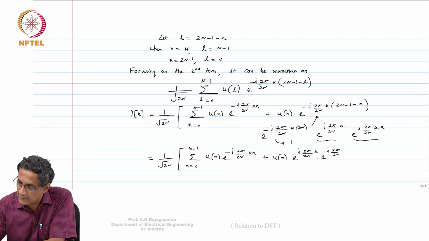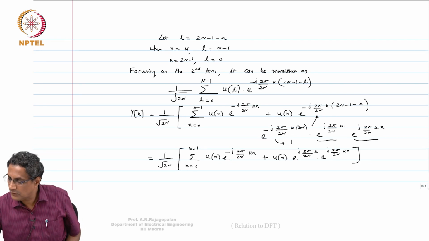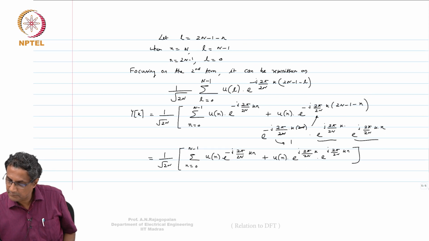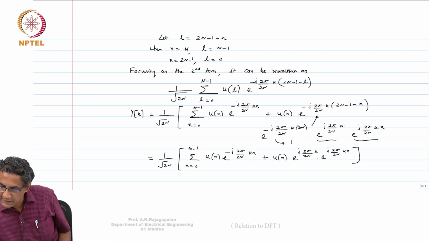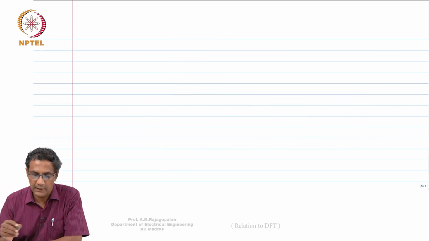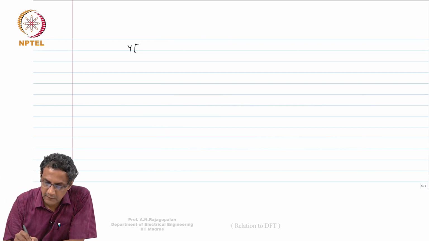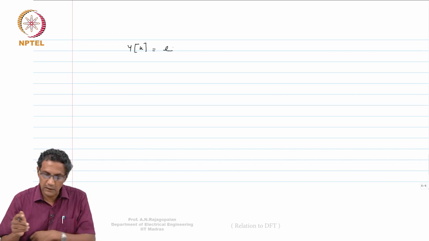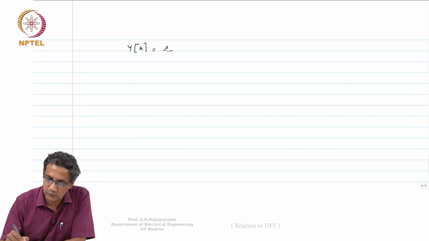Okay, now you play a small trick, all this is done to bring it into that form. So what would you do? You would take pi k by 2n out. So yk, so e raised to, where is that, 1 by root 2n.